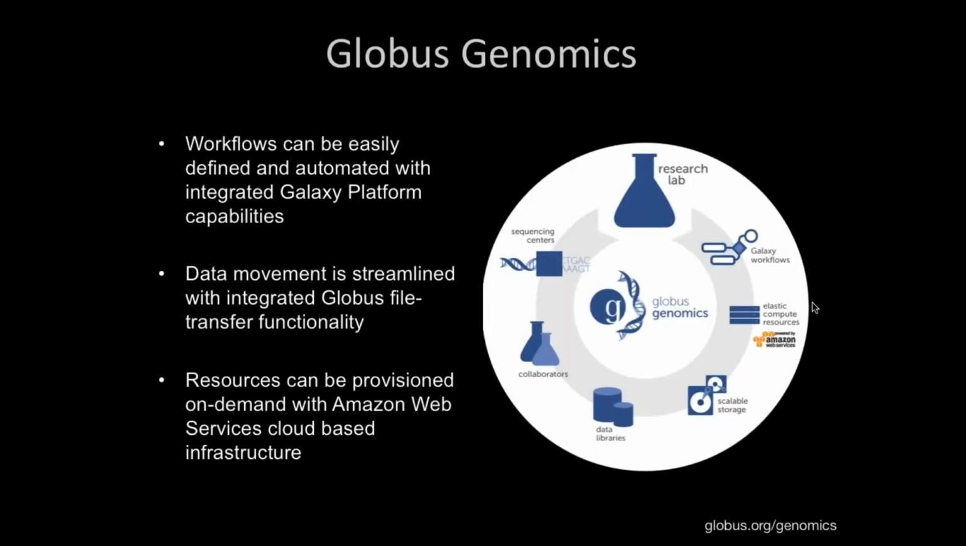Essentially, to summarize, Globus Genomics is a service that makes it easy for researchers to leverage some of the best practices workflows that are already available. And because the data movement is streamlined by the Globus data transfer capability, it's fairly easy to move the data into Globus Genomics instances, and the resources that are used are provisioned on demand on the Amazon cloud.